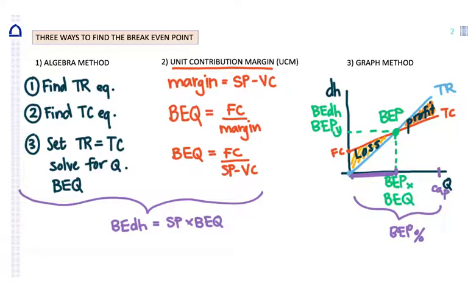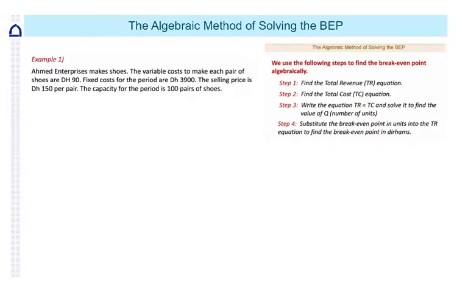And if you want to find the break-even point as a percent of the capacity, you just do the break-even quantity you found, divided by the capacity. That will give you a decimal. If you want to turn it into a percent, you multiply by 100. Okay, let's do an example.